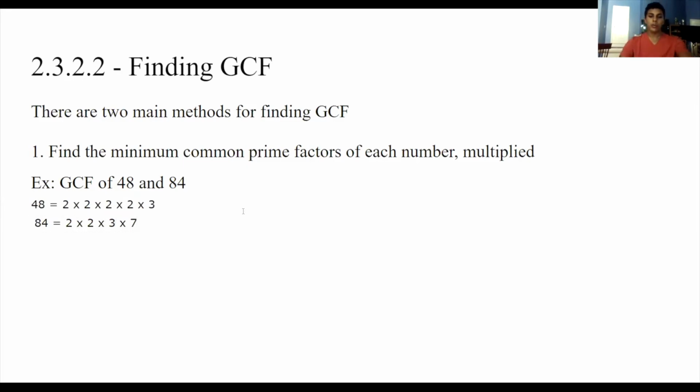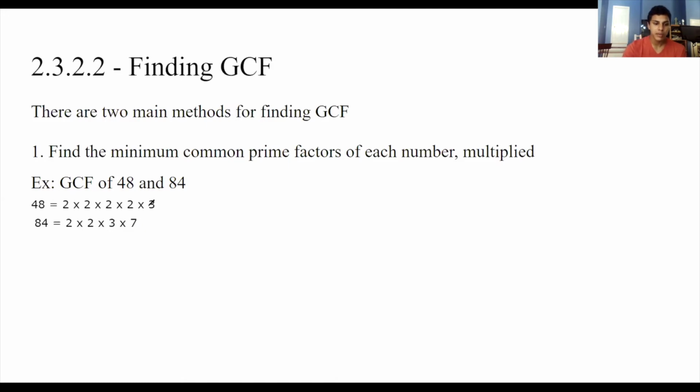So now I have all my prime factors, and how many of each, listed out for both numbers. If I look at what this says, it says find the minimum common prime factors of each number, multiply. So we have to remember that we're talking about GCF here, which is greatest common factor. And the word common means that they both share these numbers. So the greatest common factor will be a number that's a factor of both of these larger numbers.